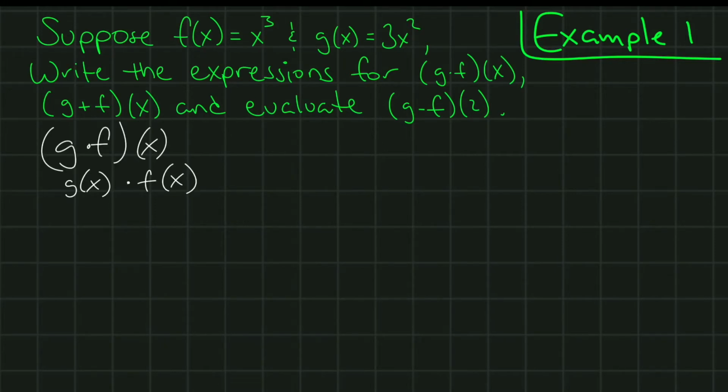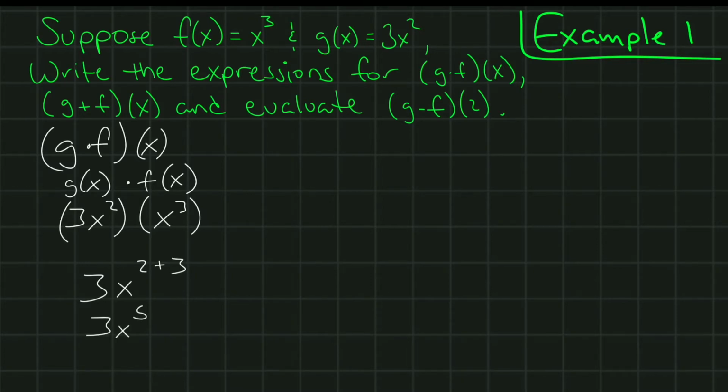So that would be 3x squared times x to the third power, or x cubed. When we multiply that together, we have 3, and then we have x squared times x to the third. When we multiply the same base, we add the exponents, and that's going to give us 3x to the fifth power.